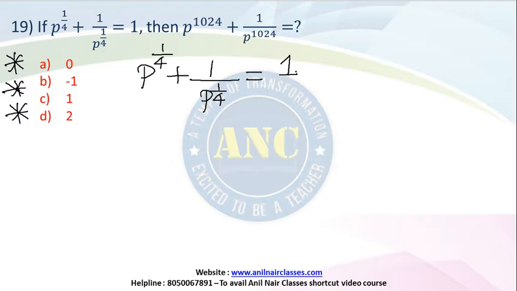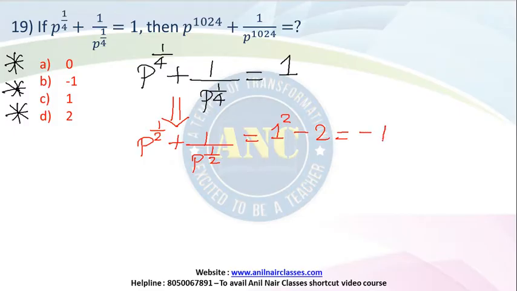P power 1 by 4 plus 1 by p power 1 by 4 is equal to 1. P power 1024 plus 1 by p power 1024 is how much? What did we know earlier? We knew that double the power, then square the right hand side and subtract 2. If I double the power 1 by 4, it becomes 1 by 2. So p power 1 by 2 plus 1 by p power 1 by 2 is 1 square minus 2, which is minus 1.